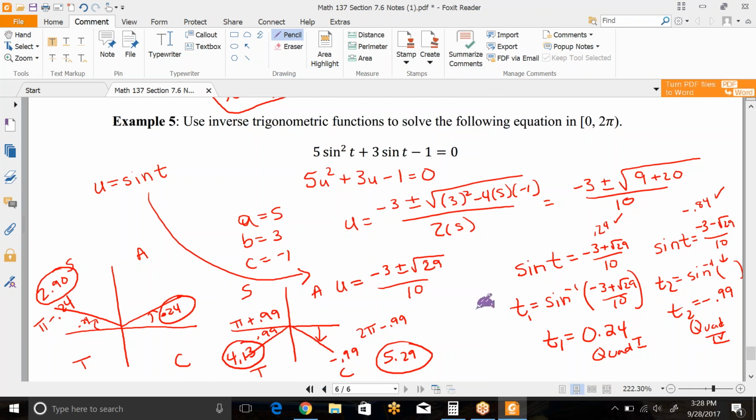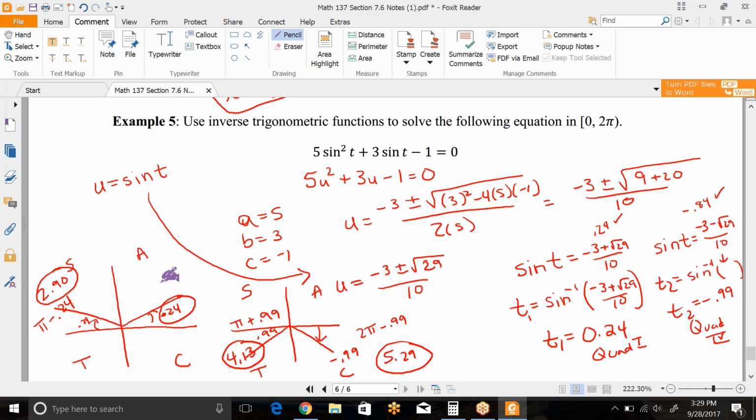So notice, you get 4 answers, but they're very specific. If both sides work, you usually get one in quadrant 1 for sine, and then you get a match over here in quadrant 2 that has the same reference angle. And then for the quadrant 4 answer, we get a match in quadrant 3 that has the same reference angle of 0.99. And that's because of the way the signs are.